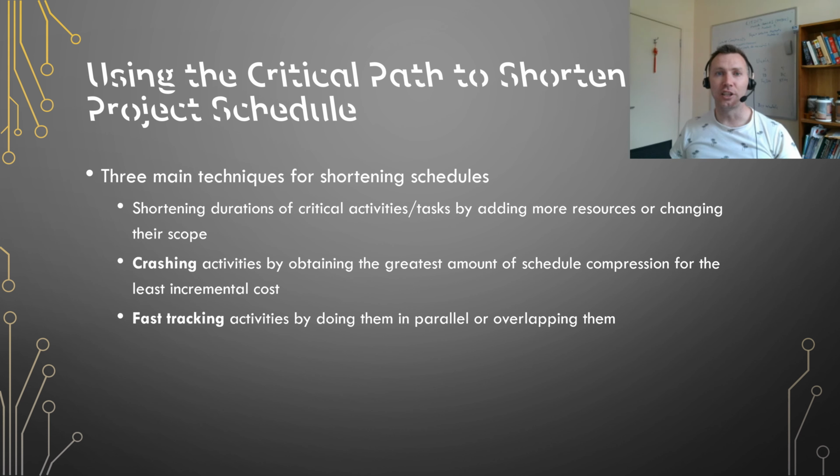When we add additional resources, we call that crashing. We usually do this by taking resources from other parts of the project and putting them on the tasks to be crashed. We can also fast track activities and do them in parallel to get tasks finished faster. But of course, it's more difficult to move resources around to get things done in parallel. So you might need to get extra staff.